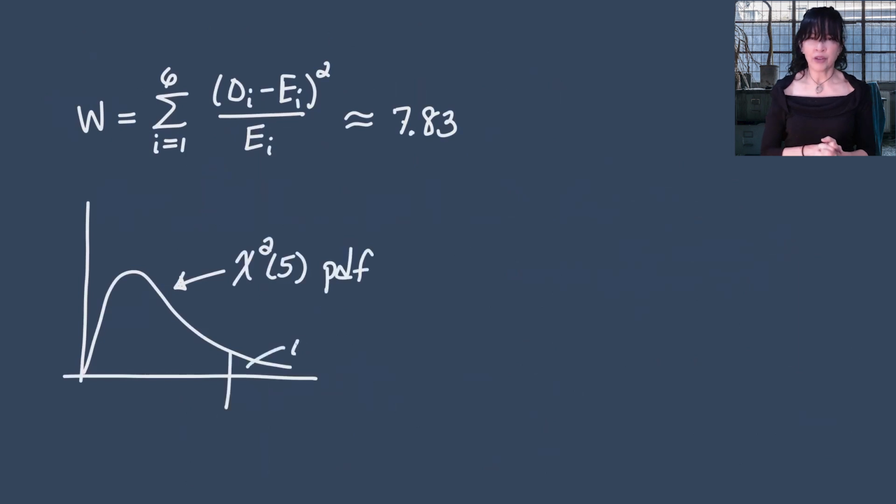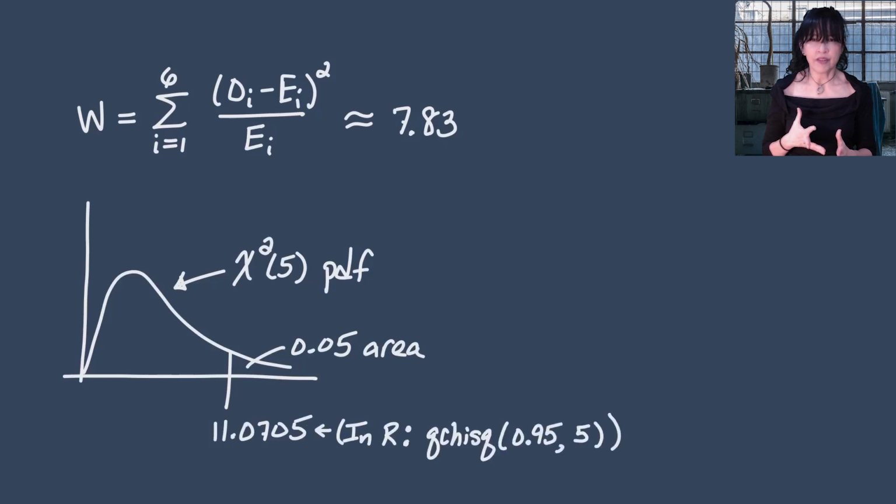We're going to pick a value that cuts off some kind of small amount of the PDF up here. A typical value chosen is to cut off area 0.05 up here. And this value happens to be 11.0705. You could look this up in a chi-squared table. If you want to use R, you would type qchisq for q chi-squared. That q is for quantile, actually. And you would type 0.95, comma 5, the 0.95 being the area down below the number, and the 5 being the degrees of freedom. And that's how you can get this value.